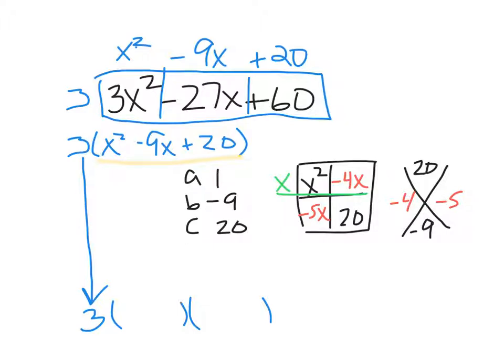X. What times x is x squared? X. What times x is negative 4x? Negative 4. And what times x is negative 5x? Negative 5. We can always check. Negative 5 times negative 4 does give me positive 20. So x minus 4, x minus 5.